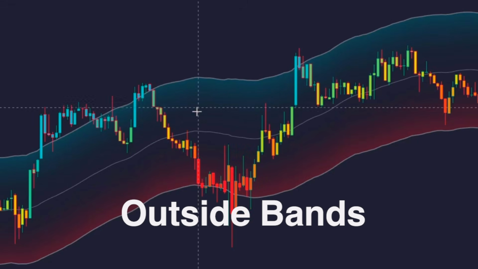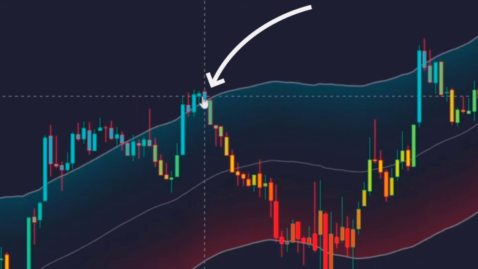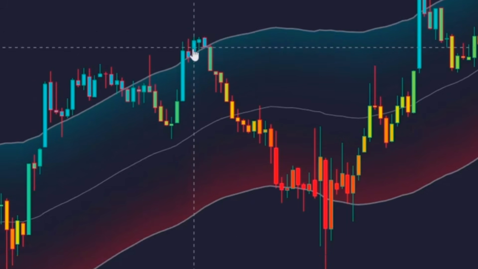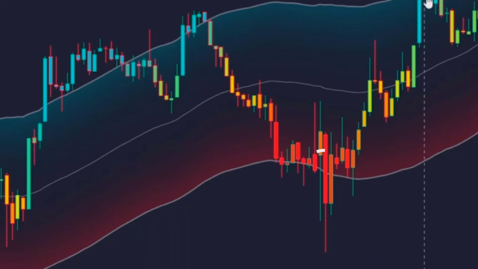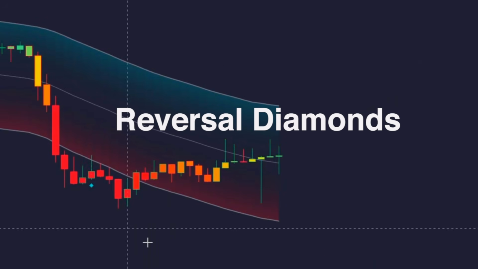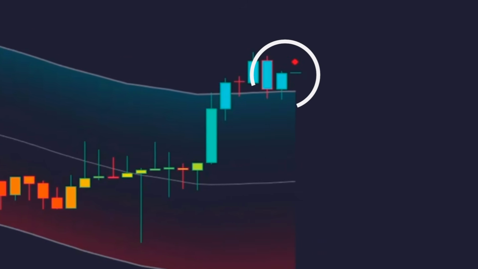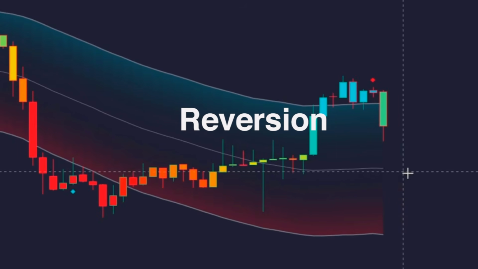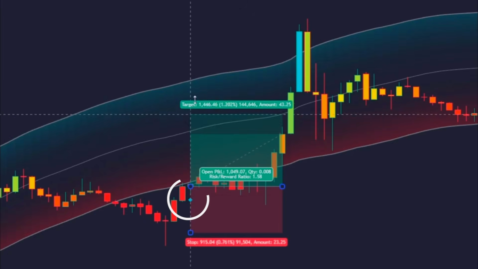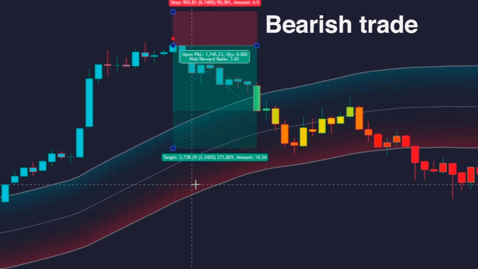The outside bands are deviation bands. When price hits them, it may indicate a stretch, either overbought on the top or oversold on the bottom. Next, the reversal diamonds. When price breaks out of the bands and then a diamond appears, that's supposed to be a signal for a likely mean reversion. Blue diamonds indicate a bullish setup, and red diamonds a possible bearish trade.